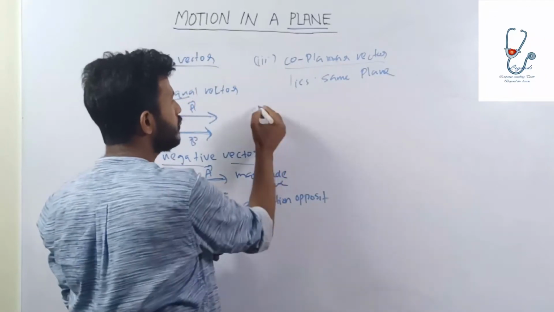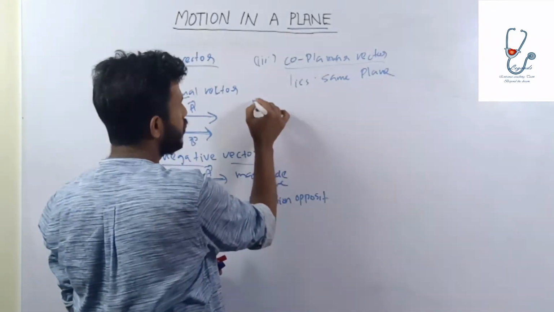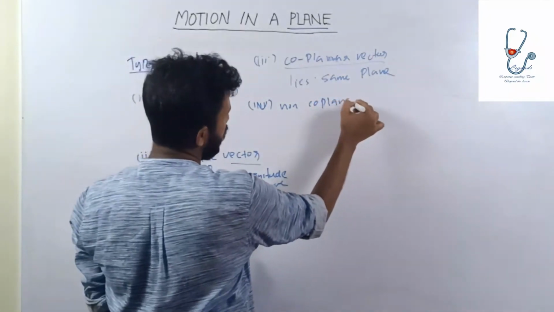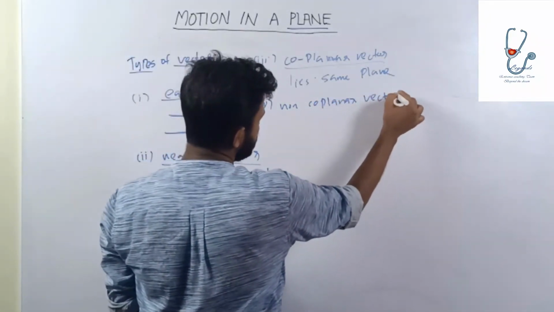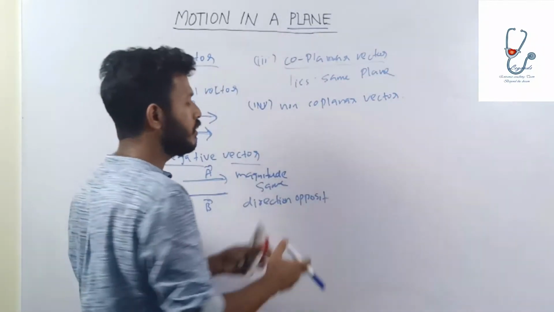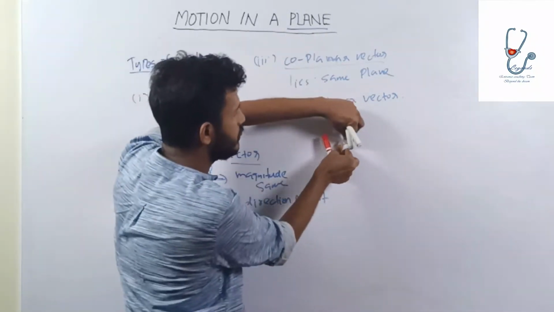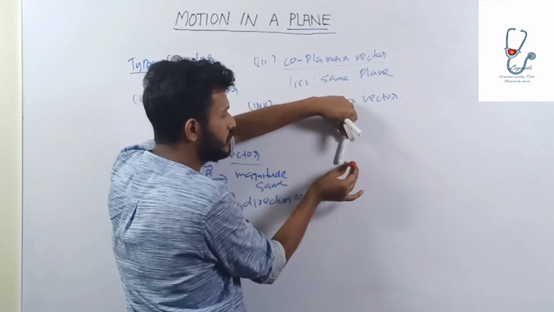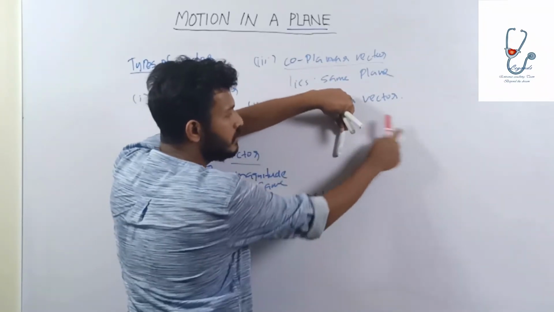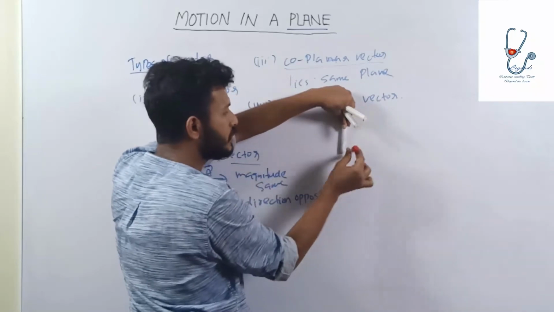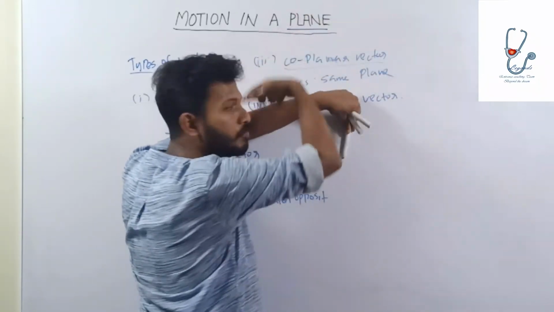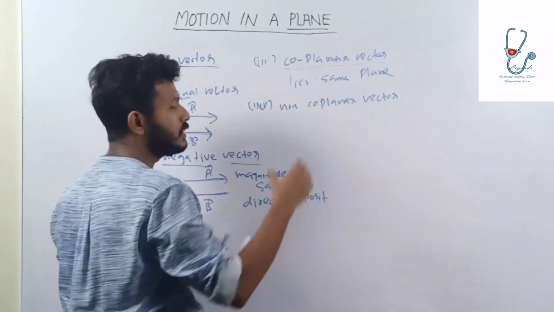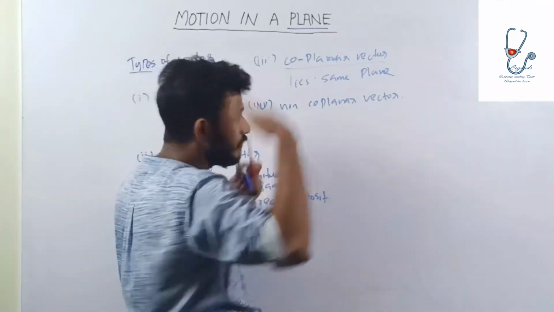And another one, number 4, non-coplanar vectors. What does it mean? Consider this is a vector and this is another vector. These are non-coplanar vectors. This one lies in this plane and this vector is not in this board plane. So these are non-coplanar vectors: two vectors which are in different planes.